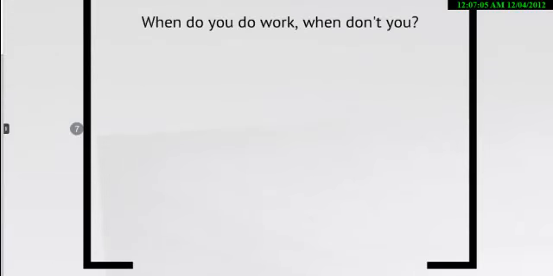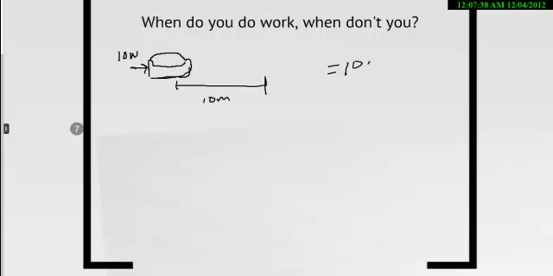Okay, when do you do work and when don't you? Let's say I apply a force. Maybe there's a couch sitting here, and I'm helping to move this couch. I apply a force to this side of the couch of 10 newtons, and I push that couch a distance of 10 meters across the floor. Then I do work, and it would equal force times distance, 10 times 10, which equals work of 100 joules.